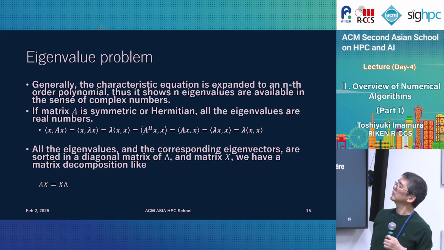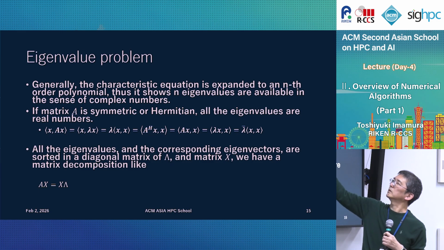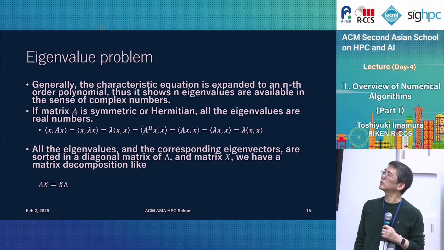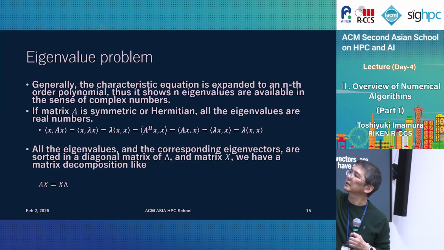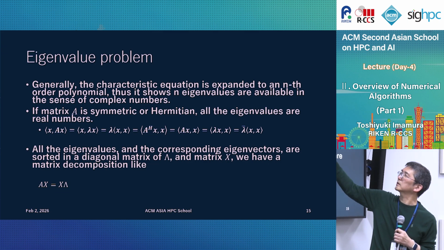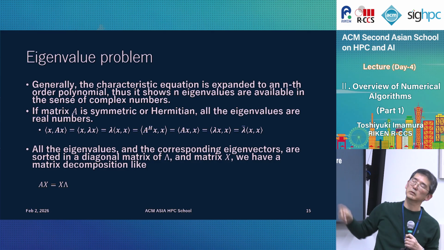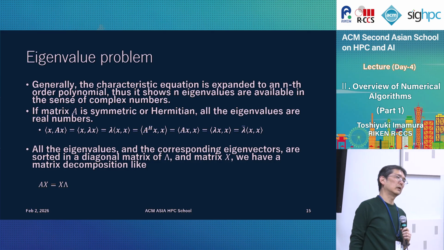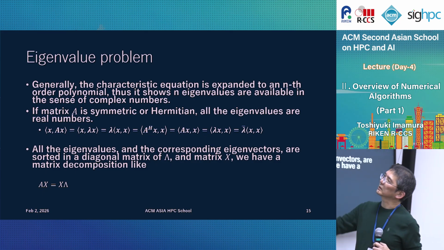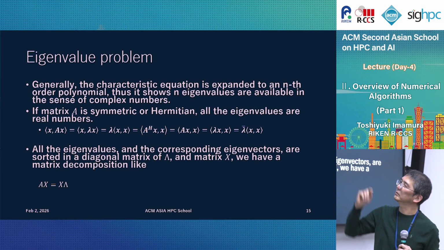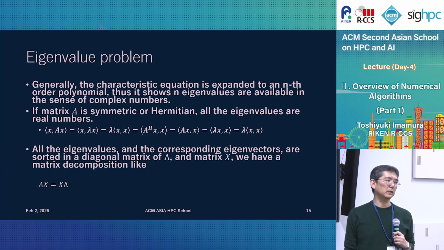extracted with the conjugate of the scalar. So we have lambda (x, x) and lambda bar (x, x). So these are equivalent. So lambda and lambda bar are the same. So such a number is always a real number. So if the matrix is symmetric or Hermitian, we always obtain real eigenvalues.